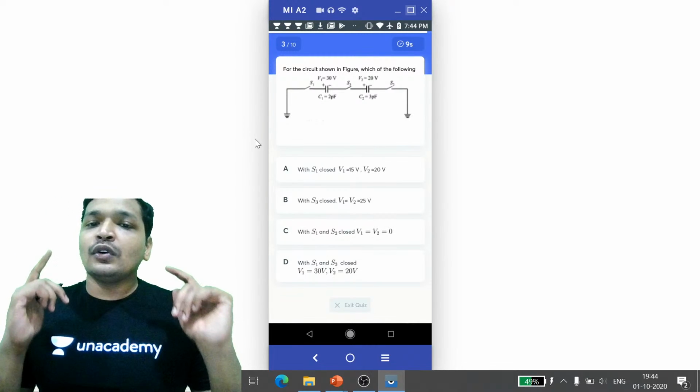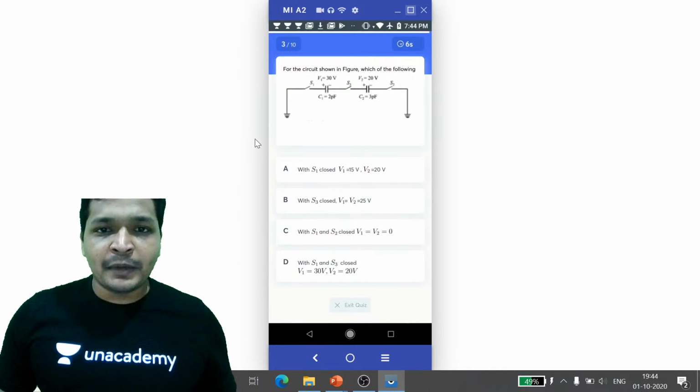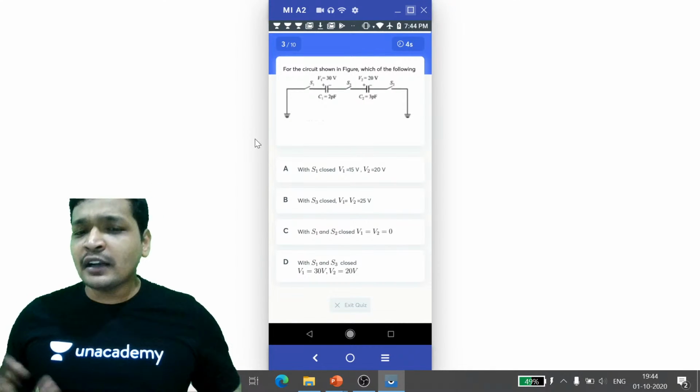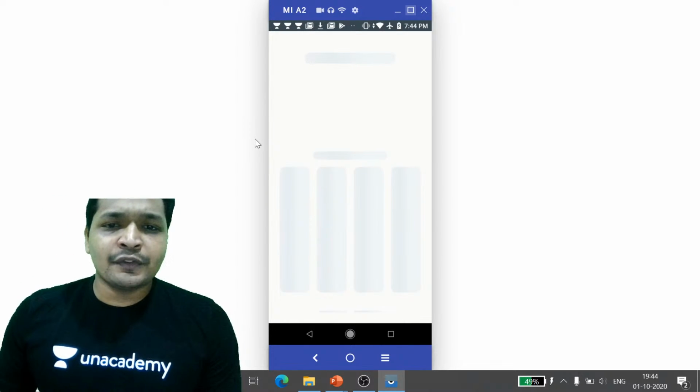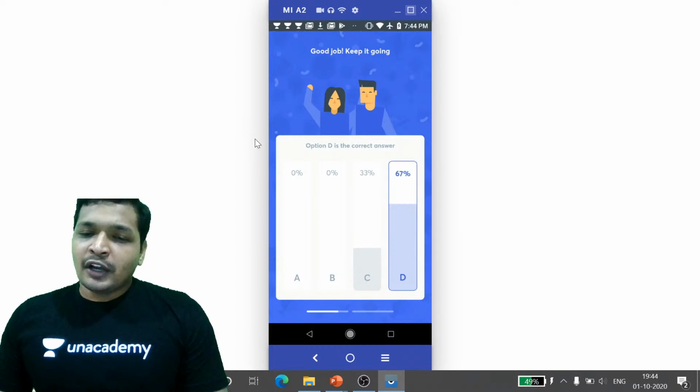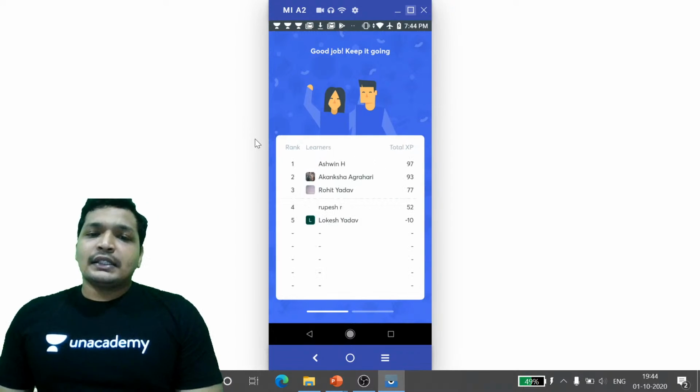Yes guys, so one of the standard things is to apply the loop law and work around it. We have done quite a few problems even around this, so I believe this is an easy question for you. So the answer should have been D. And yes, let's get into the next question.